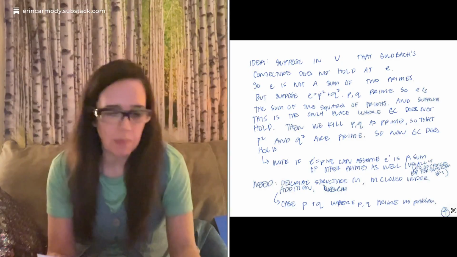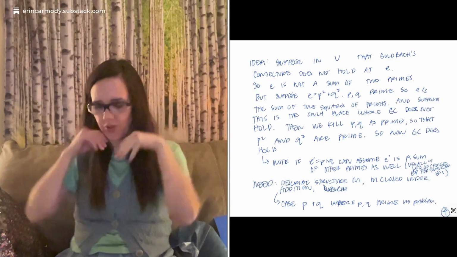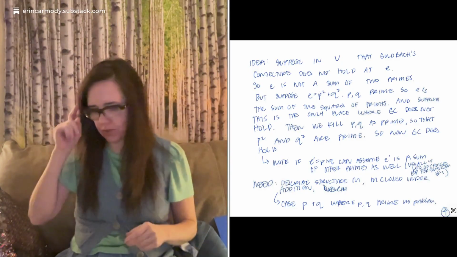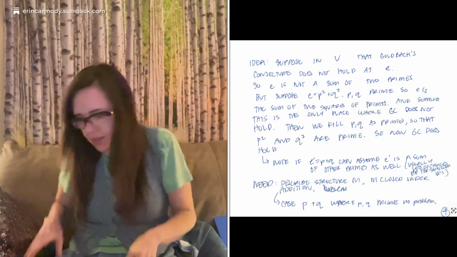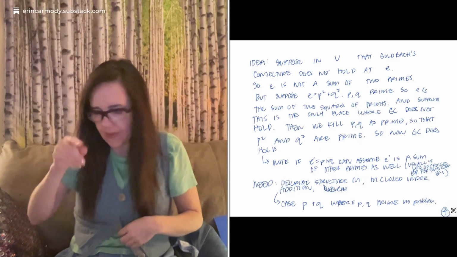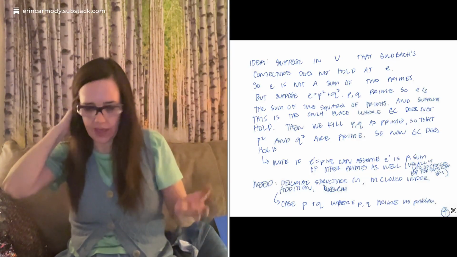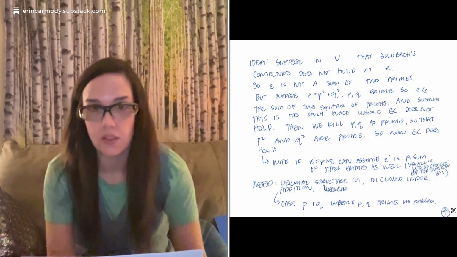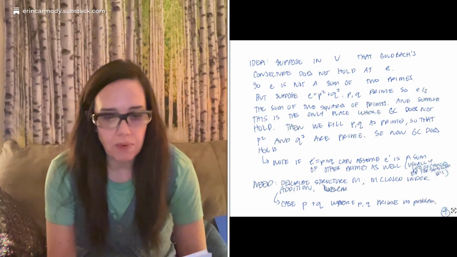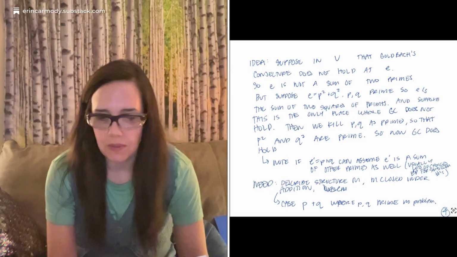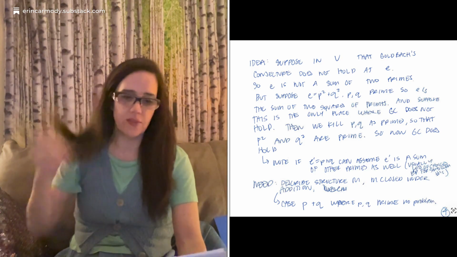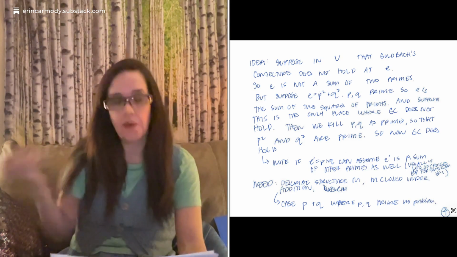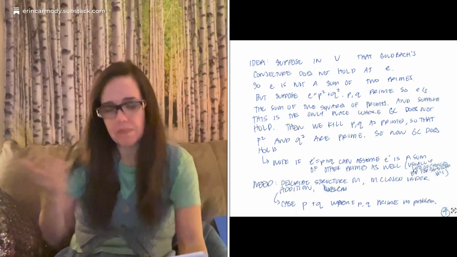But suppose in this very particular world that we're in, that E is a sum of P squared plus Q squared, where P and Q are prime. So it doesn't satisfy Goldbach's conjecture at one spot, but in that one spot you can write E as P squared plus Q squared, where P and Q are prime. Suppose this is the only place where it doesn't hold, then we are going to kill P and Q, so that now P squared and Q squared are prime, and so now Goldbach's conjecture does hold. For example, something like this, okay?